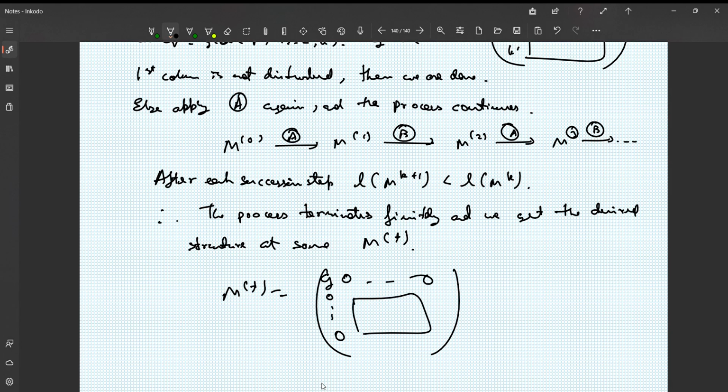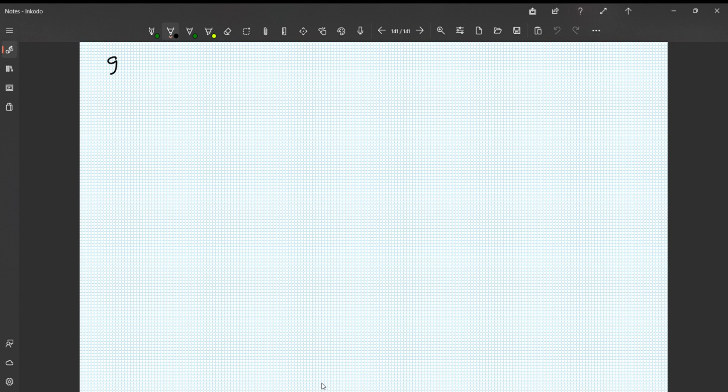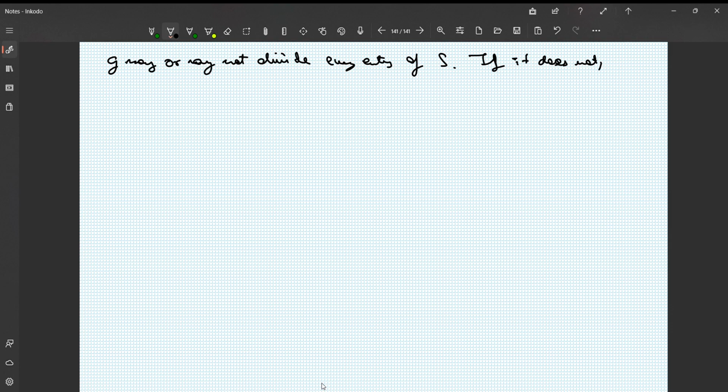So, suppose MT has the structure which we had previously discussed. Suppose MT has a structure of this form. So it's G, 0, all the elements are 0 here, you have 0, and here you have this matrix, right? Now G may or may not divide every entry of this block. Suppose this block is S. Now G may or may not divide every entry of S.